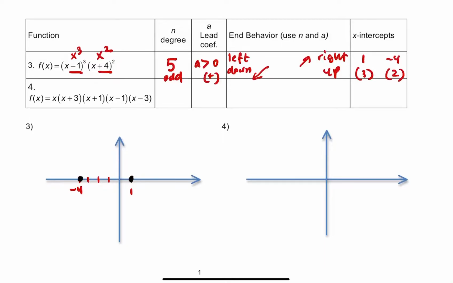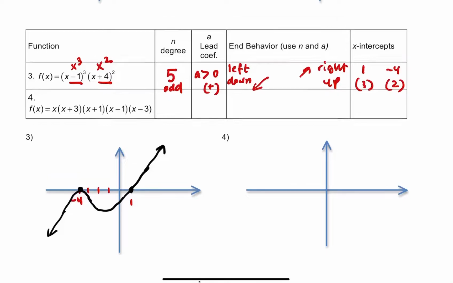Okay, we know that on the left side the graph is facing down, and on the right side it is facing up. If I look at our multiplicity, how many times each of those zeros repeats, you can see that negative 4 repeats twice, which is an even number. So at negative 4 we are not going to go through the x-axis. We're going to turn at the x-axis, so we're going to have a turning point there. And we're going to go back down, and then we're going to turn again and go to 1. So this is the graph of function number 3.